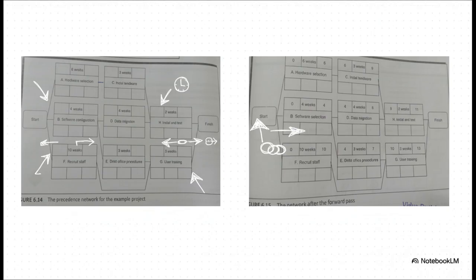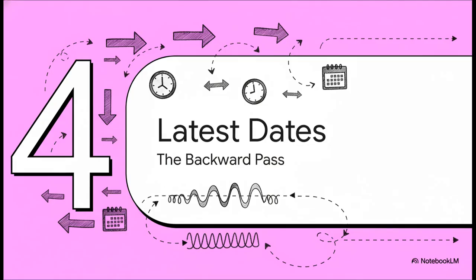Okay, now here is the most important rule of the forward pass. When multiple tasks feed into one, like they do here for task H, you have to take the latest finish time as your new start time. Why? Because you have to wait for all the previous work to be done. We just keep applying that simple logic all the way to the end, and that gives us the earliest possible finish time for the entire project. So that's huge. We now know the absolute earliest this project can be finished, in this case, 13 weeks.